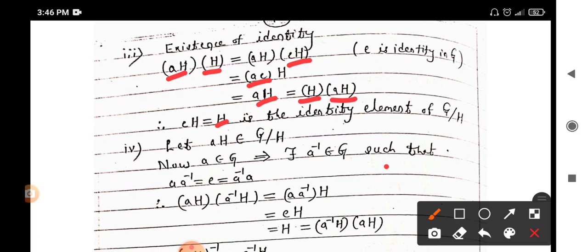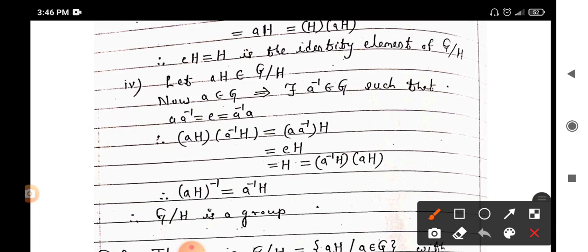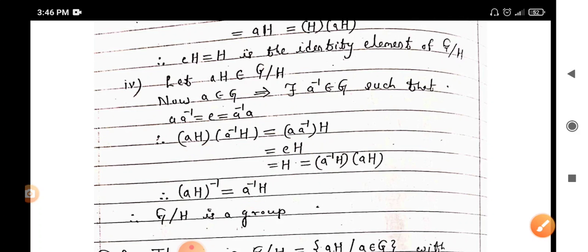Now next, finding the inverse. Suppose aH belongs to G by H, then we have to find the inverse of the element aH. a belongs to G, so there exists a inverse belonging to G such that a into a inverse equals the identity. Then aH into a inverse H can be written as a into a inverse H. By the definition, it is eH equals H, which is the same as a inverse H into aH. Hence the inverse of aH is nothing but a inverse H. Hence G by H is a group.